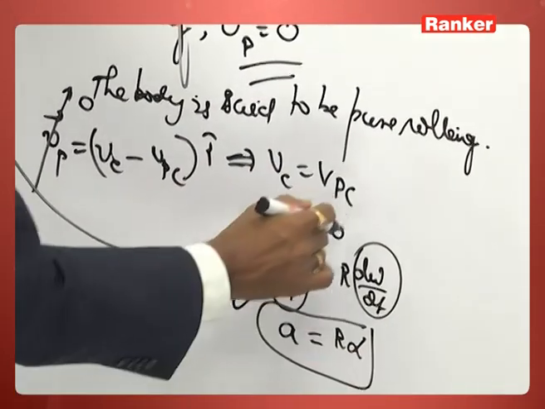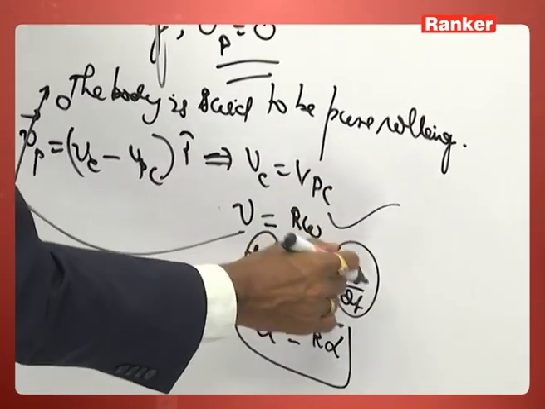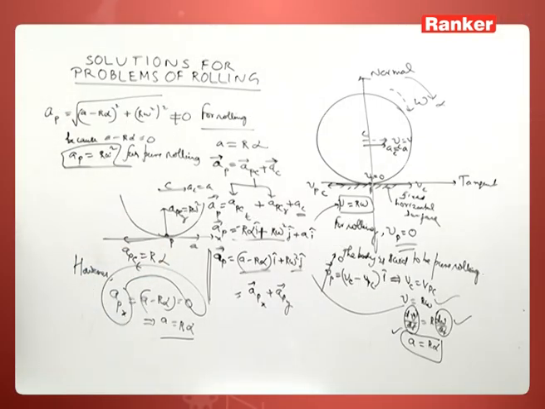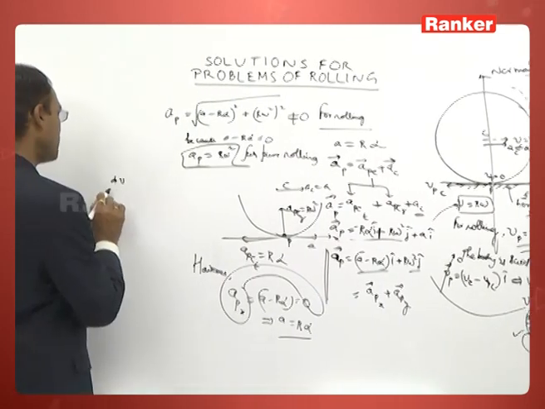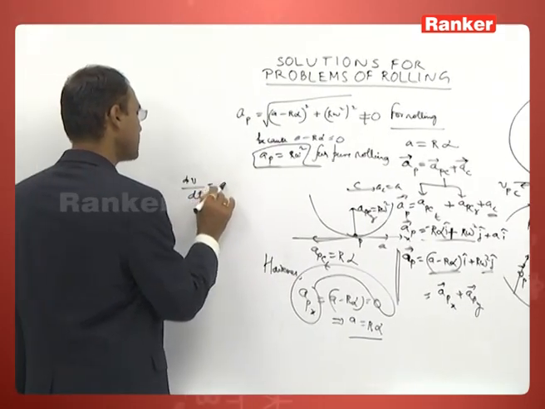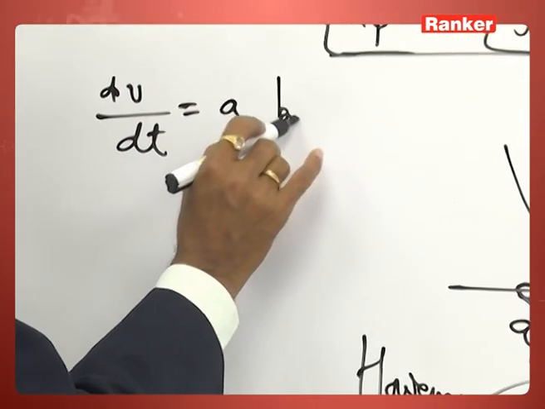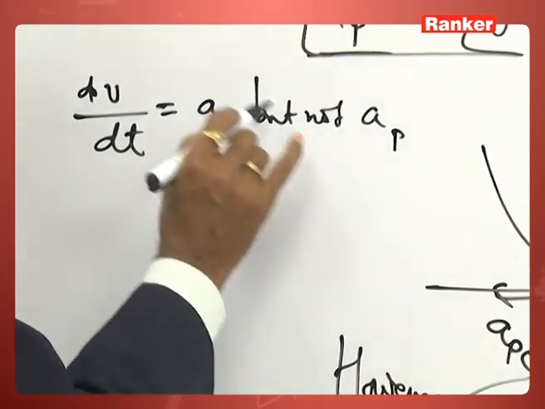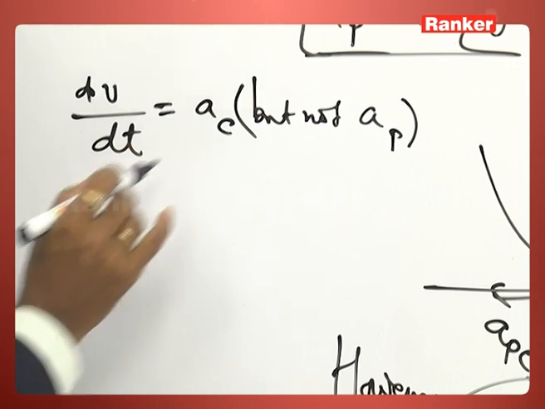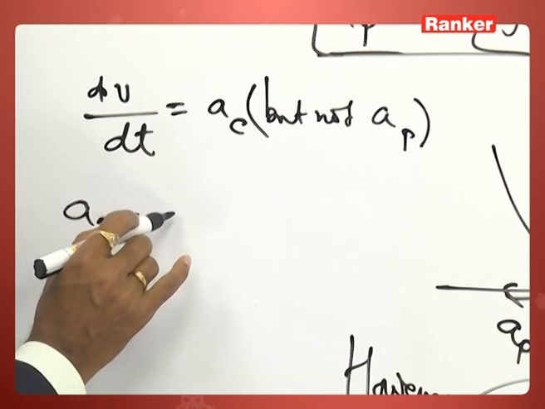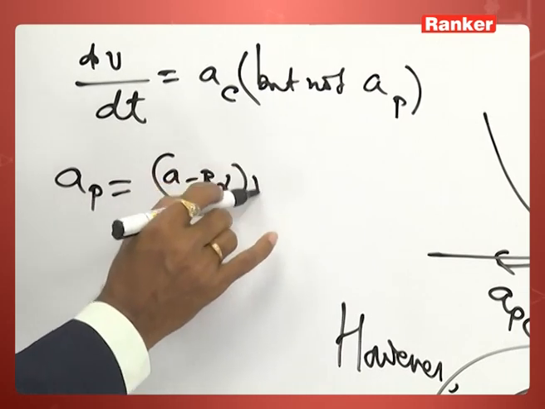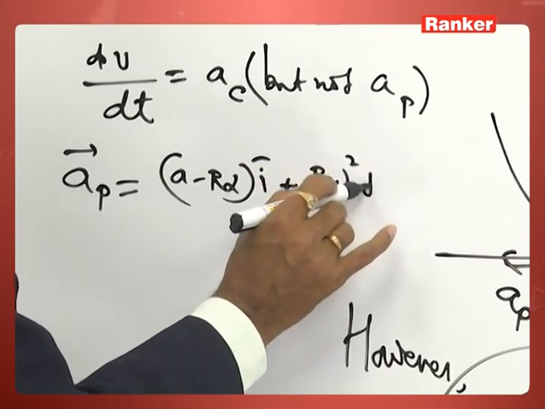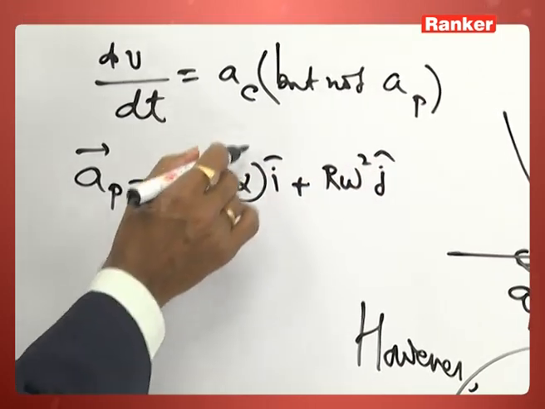V is equal to r omega, this is correct. dV by dt is r d omega by dt, this is also correct. dV by dt, there is a little confusion. dV by dt is the acceleration of the center of mass, but not acceleration of this point P. Acceleration of this point P is equal to A minus r alpha i cap plus r omega square j cap. Now the question arises, why will this be 0?